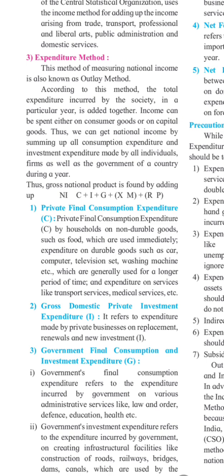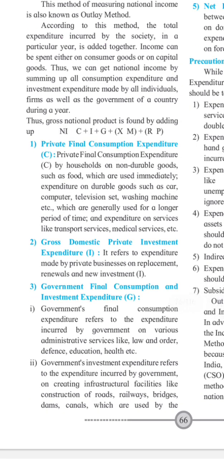And in simple form you can see NI is equal to C plus I plus G plus X minus M plus R minus P. This is the formula. Now, components of expenditure method. Private final consumption expenditure: expenditure by households on goods and services. Take examples: food, clothes, medical services, transport.